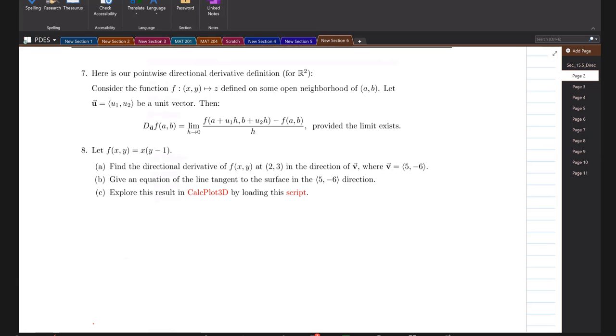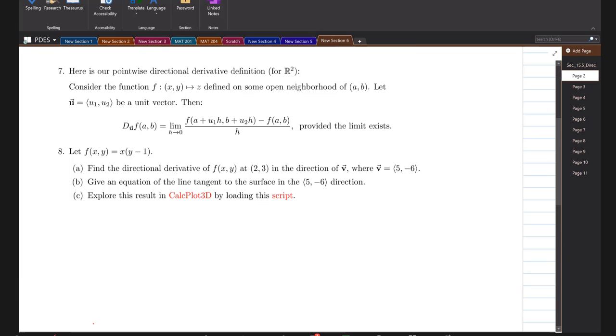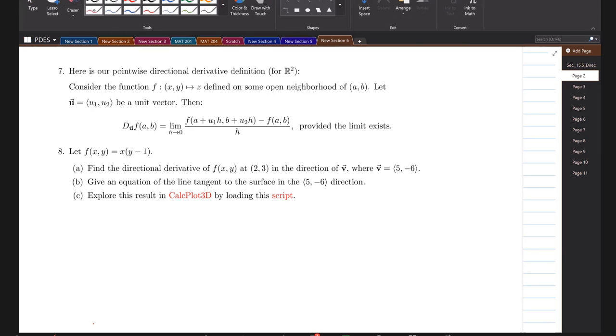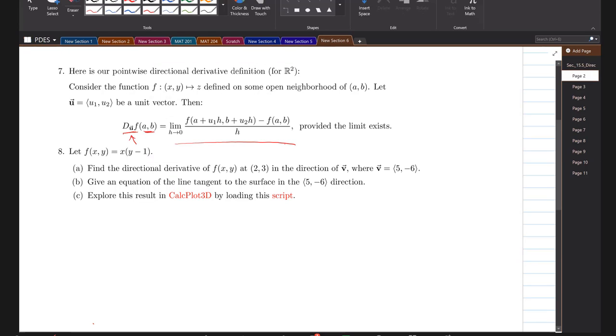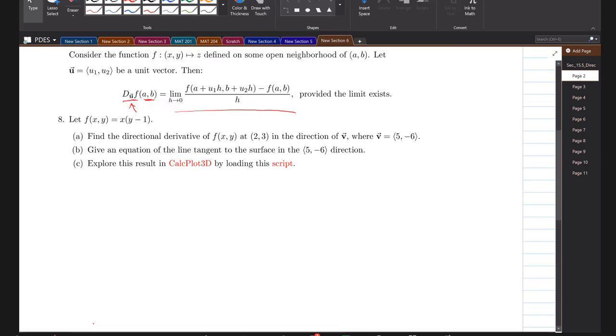So here's our pointwise definition of the directional derivative. Okay? So the directional derivative of f at the point a, b in the direction of u is given by this limit definition here. Okay? So I'd like to go ahead and compute one of these using our limit definition.